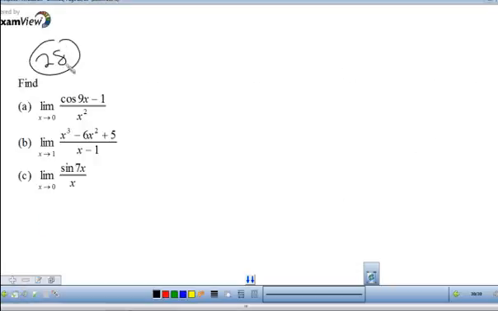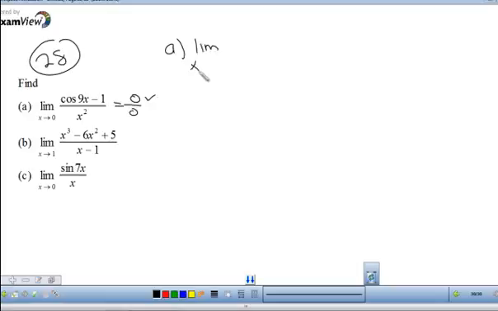And 28. Okay, so we're going to be using L'Hopital's rule. As you notice, first we have to make sure that it's indeterminate. If we substitute 0, cosine of 0 is 1, 1 minus 1 is 0 over 0. So I can use L'Hopital's rule.